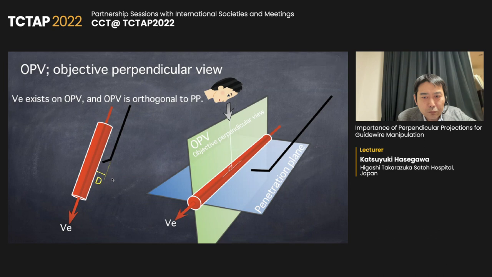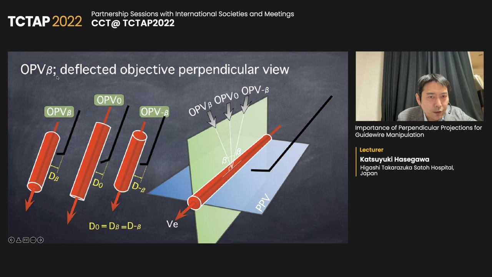And OPV beta means deflected OPVs. OPV zero exists on the OPV plane, and it is also orthogonal to a PPV. Beta is the value of deviation from OPV zero to OPV beta.